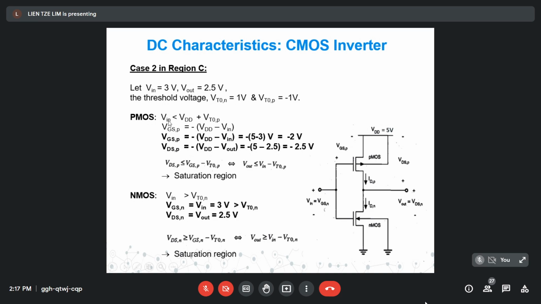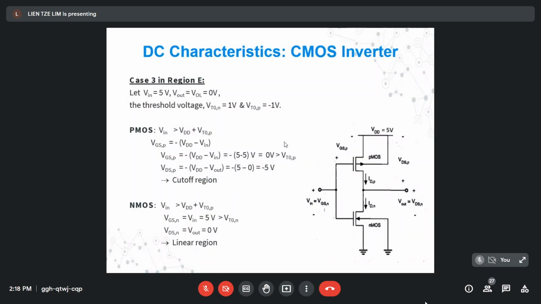For the PMOS, all the calculations of VGS and VDS are shown here. You don't really need to remember the value for each of the terminals here. This is just to show you the conditions of the VGS and VDS when the input is 3 volt and the Vout is 2.5 volt. So I go to the next case.